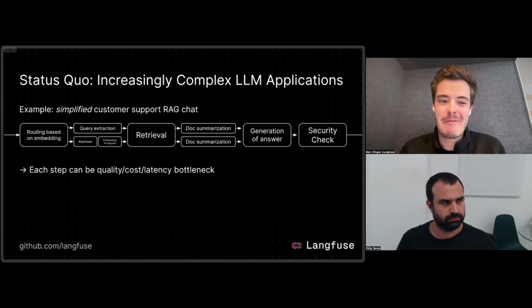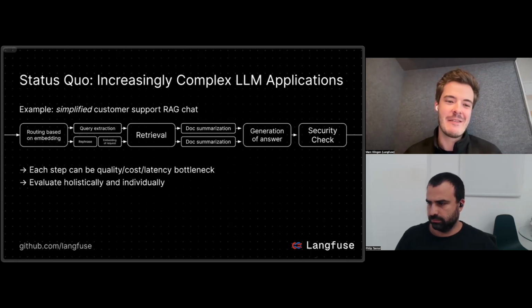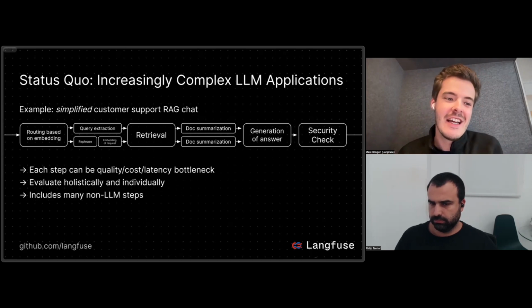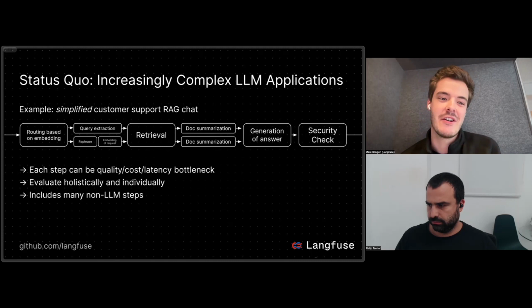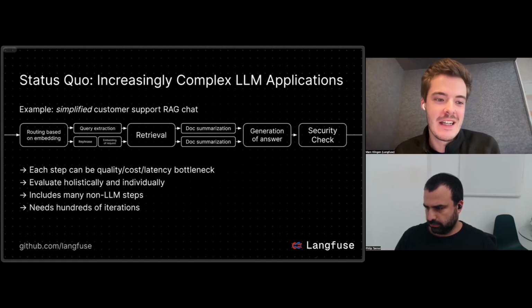But each step can be, in the end, the quality, cost, and latency bottleneck. And when looking at the system, you always need to look at it holistically and individually. And many of these steps aren't even LLM steps. For example, the security check, you might just do a regex match, or the extraction might be pattern-based or algorithmic. So in the end, we look at the system end to end, no matter whether it uses LLMs.